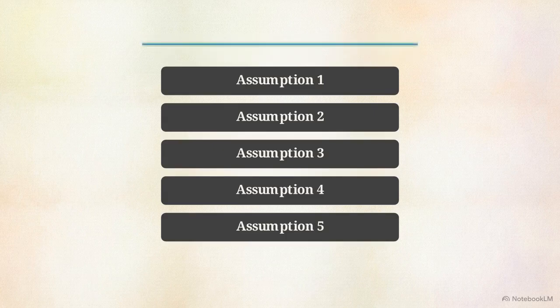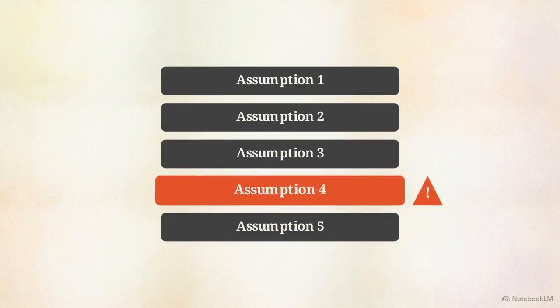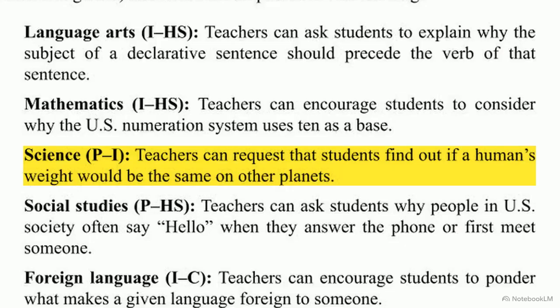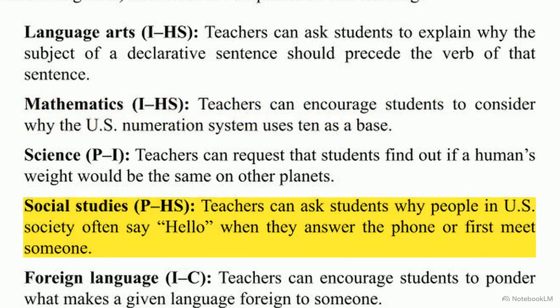The goal isn't to have students question every single fact indiscriminately. They need to learn which assumptions are actually worth fighting to reshape or improve. This science example challenges basic assumptions, asking if a human's weight remains the same on other planets. The mathematics prompt questions why the numeration system assumes 10 as a base. The social studies prompt questions everyday cultural habits like saying hello.